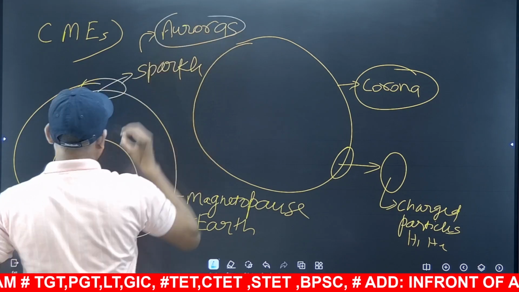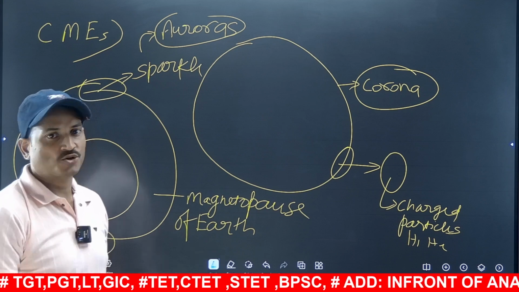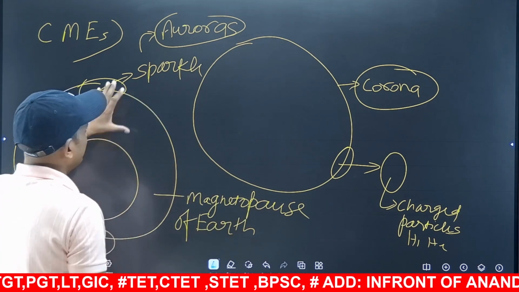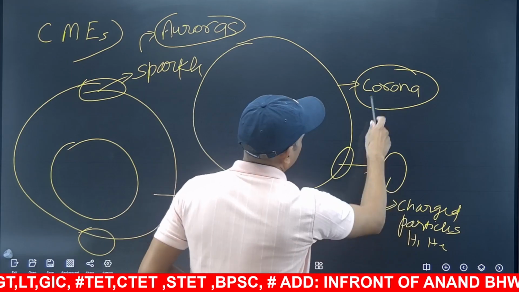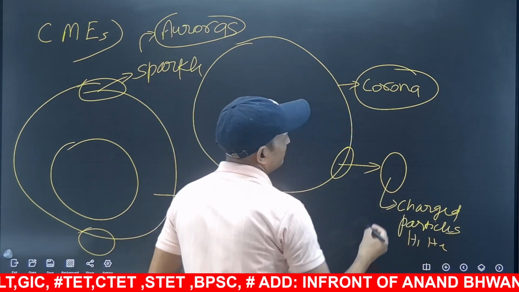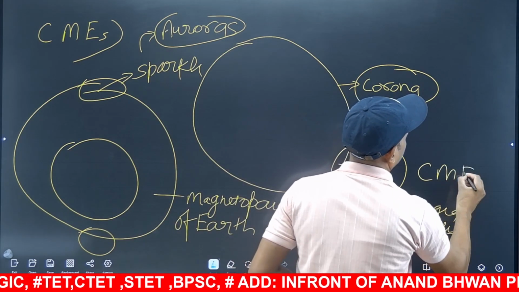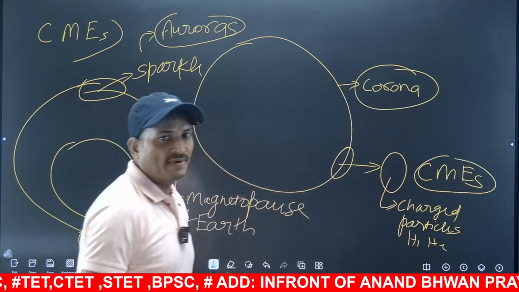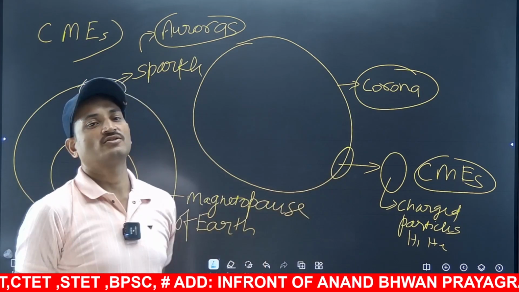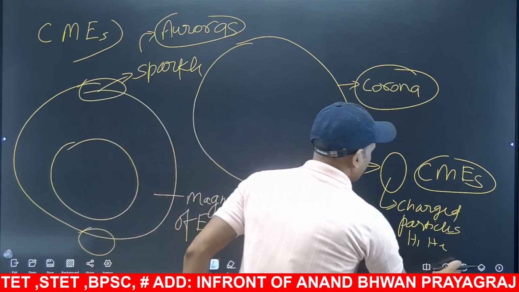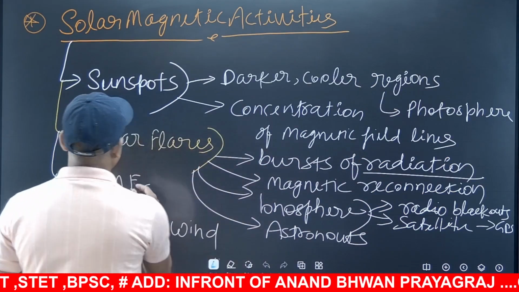Auroras at the poles: aurora borealis and aurora australis. This phenomenon is due to the redirection of these charged particles, meaning CMEs, coronal mass ejections, by the magnetic field lines, that is the magnetopause of the Earth, towards the polar regions of the Earth. So this is about coronal mass ejection.